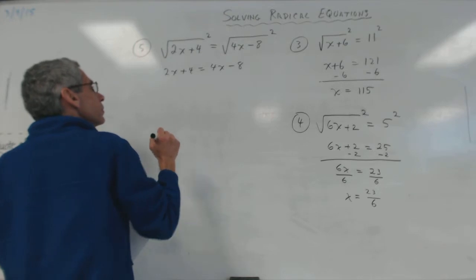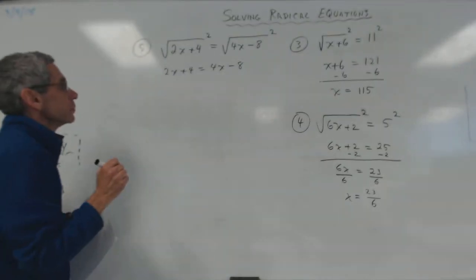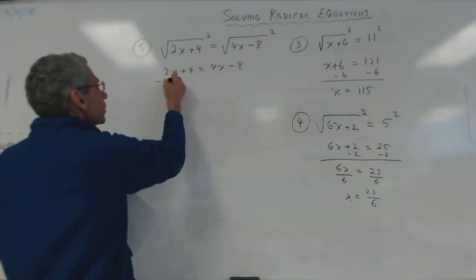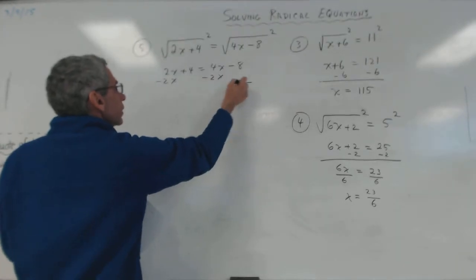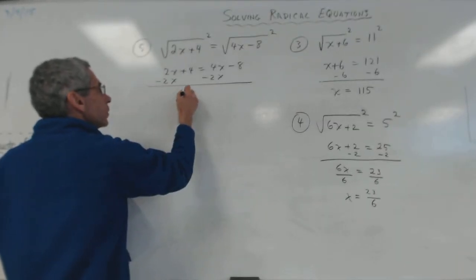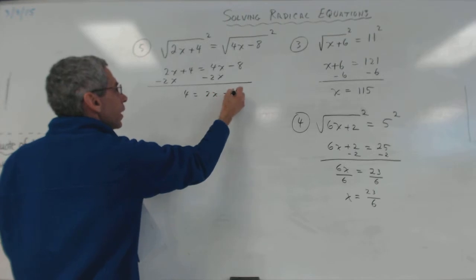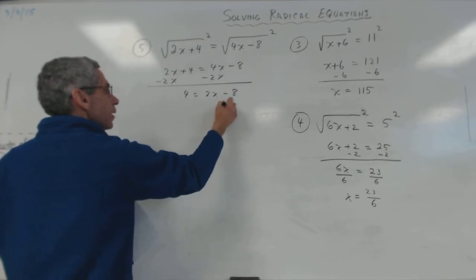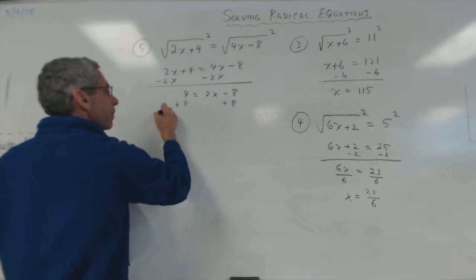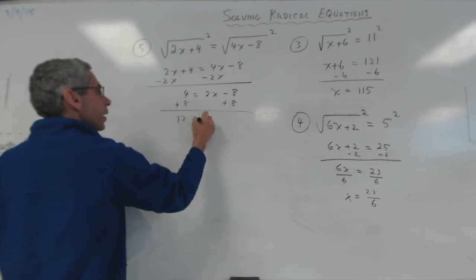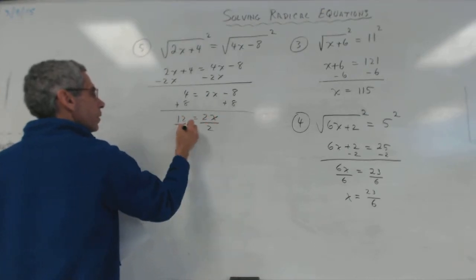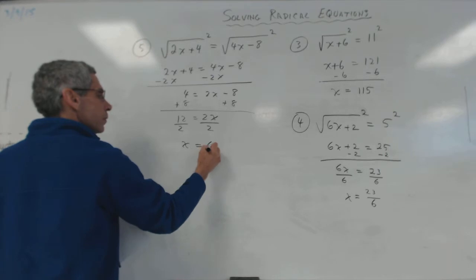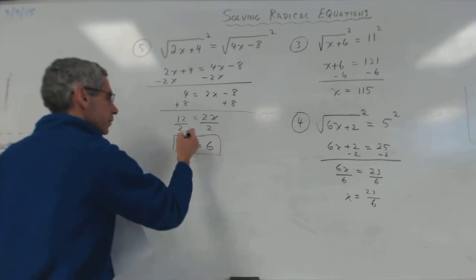So hold on, let me write it down. 4x minus 2x. So you do minus 2x. Okay, minus 2x from the 4x. It would be 4 equals 2x minus 8. You would add 8. Then it would be 12 equals 2x. Divide by 2. X equals 6. I stole your thunder. Very nice. You can steal this stuff.